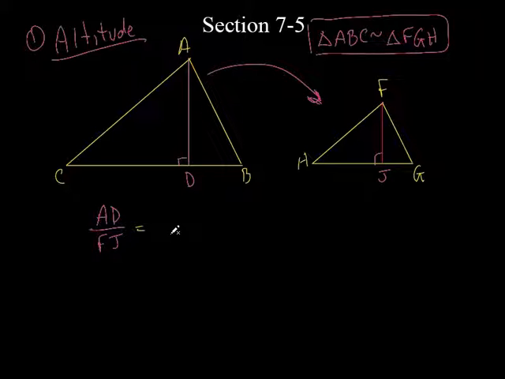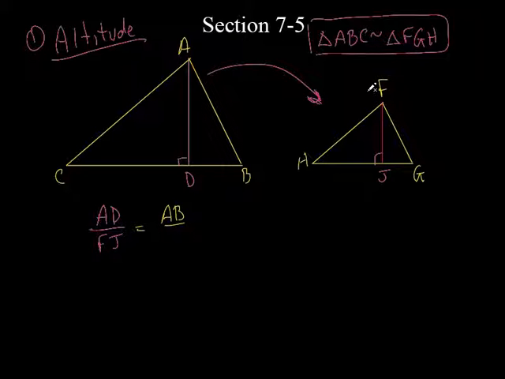Now, it's proportional to the corresponding sides of the triangle. So which ones are corresponding sides? Like AB. Let's start with AB. What side over here corresponds to AB? FG. Now what if you couldn't really tell? Now this was pretty simple, because I copied and pasted. Everything matches up perfectly on this one.